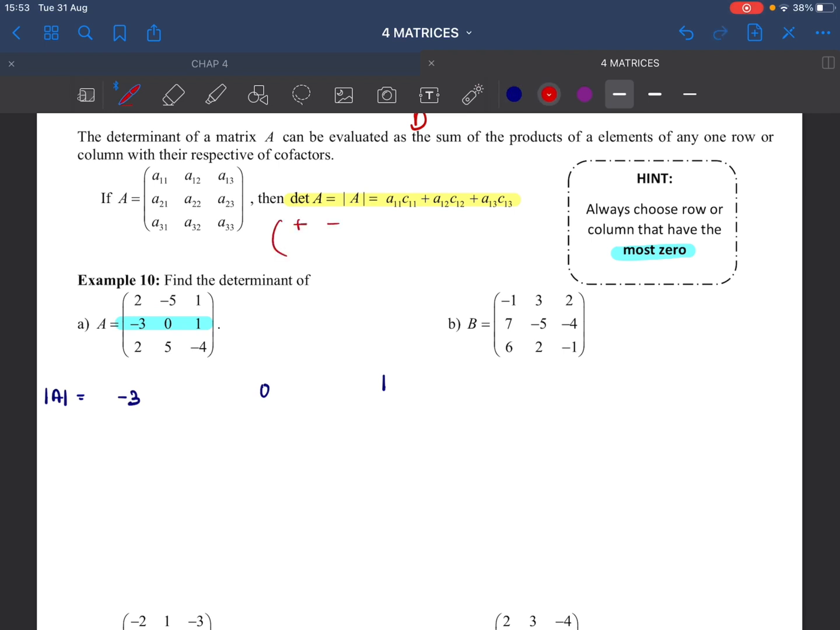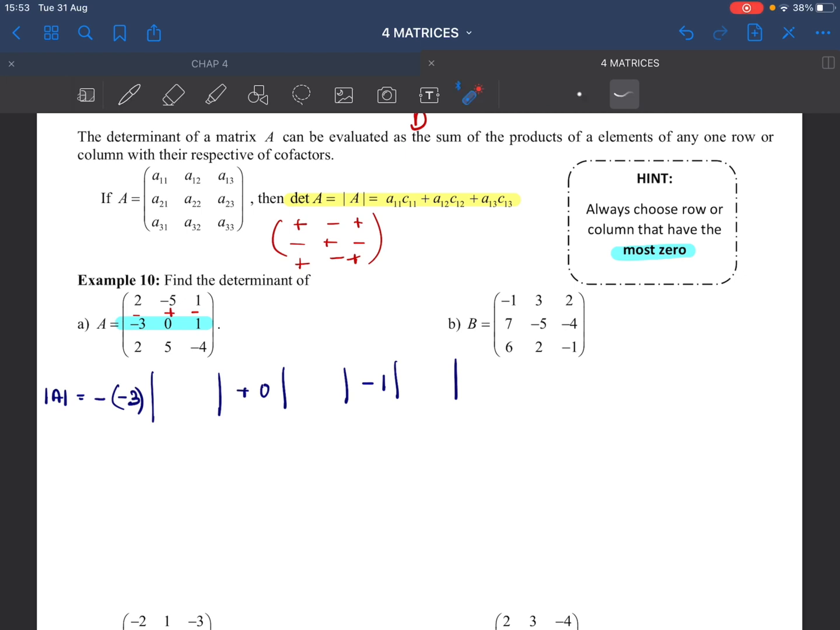Kita ada positive, negative, positive, negative, positive, negative, positive, negative, positive. Okay, so sign dekat second row is negative, positive, negative, negative, positive, negative. So we are going to put our sign negative, positive, negative. Okay, so now kita tahu cofactor kita mesti kena ada minor. So kita darab dengan minor. Minor kita kat belakang. Okay, to find cofactor mesti ada minor dekat belakang kita.